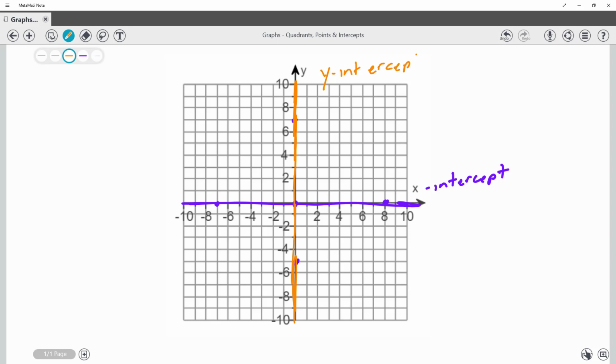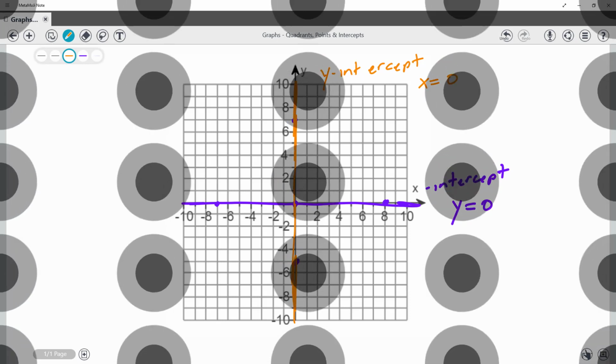Why these are important is because if you're on the x-intercept, notice you didn't go up or down, so your y is 0. If you're on the y-intercept, notice you didn't go left or right, so your x equals 0. So just some good starting definitions to understand quadrants in the graph, how to actually plot points, and then to understand intercepts.